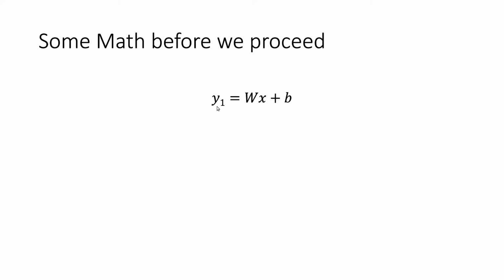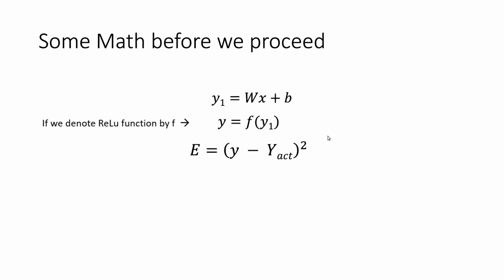Instead of the output of the neuron, which we have earlier seen as Wx plus b, it will be the intermediate output, which we will denote with y1. And if we denote the ReLu function by f, our actual outcome will be y equal to f of y1, which is nothing but the ReLu function applied over y1. And finally, the loss function will remain the same. It is essentially y minus y actual, the whole square. Okay, this is as per the torch implementation formula.